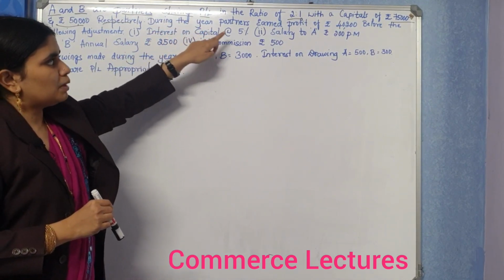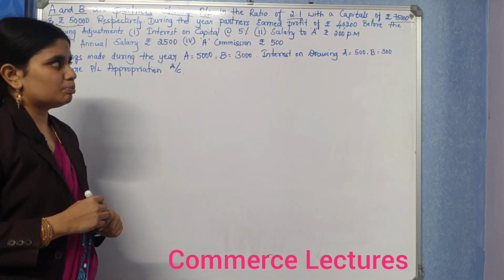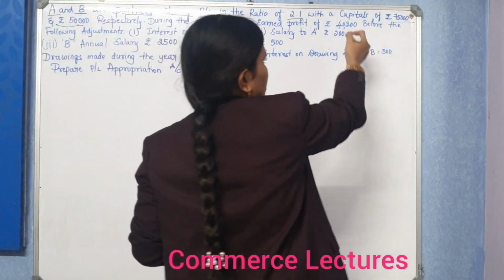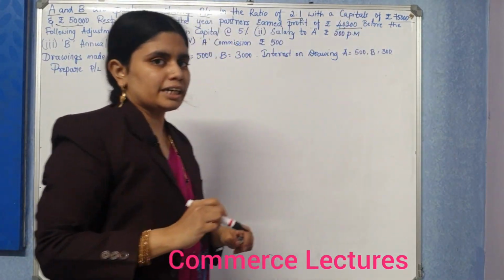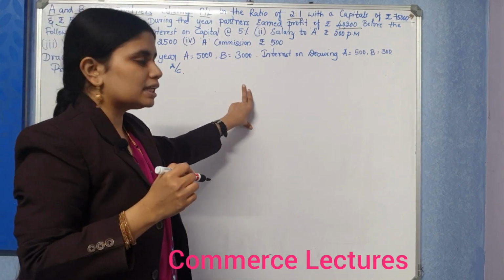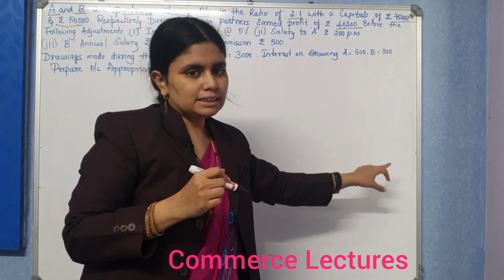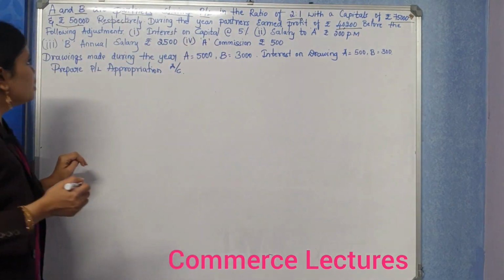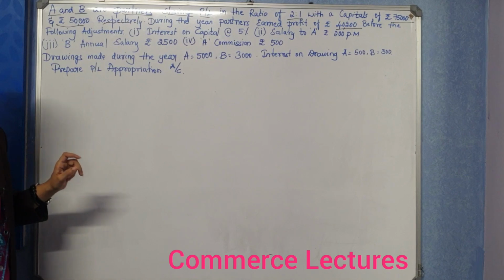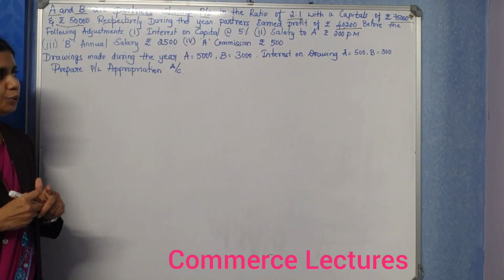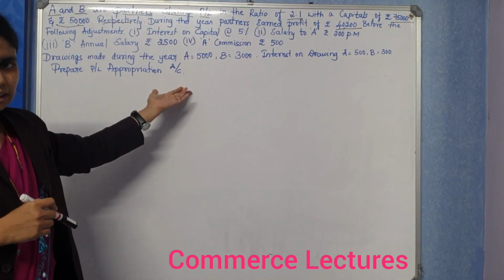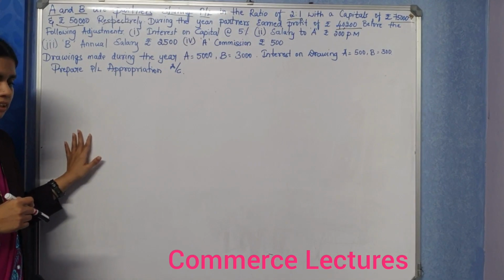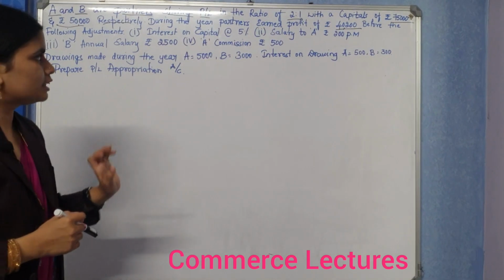During the year, partners earned the profit of rupees 40,200. So what is the profit that they have earned? 40,200. As we discussed in the format, that has to be taken on the credit side by profit brought down. 40,200 before the following adjustment. So 40,200 was before this adjustment. After the adjustment we have to find out whether it is a net profit or the net loss.